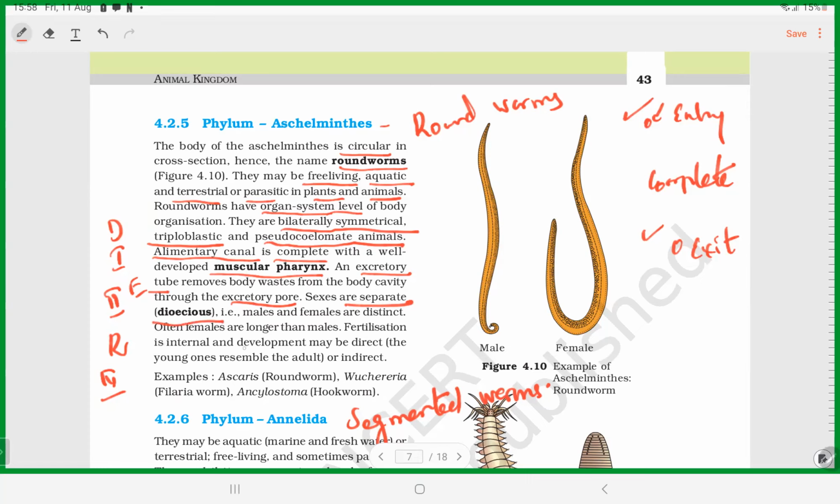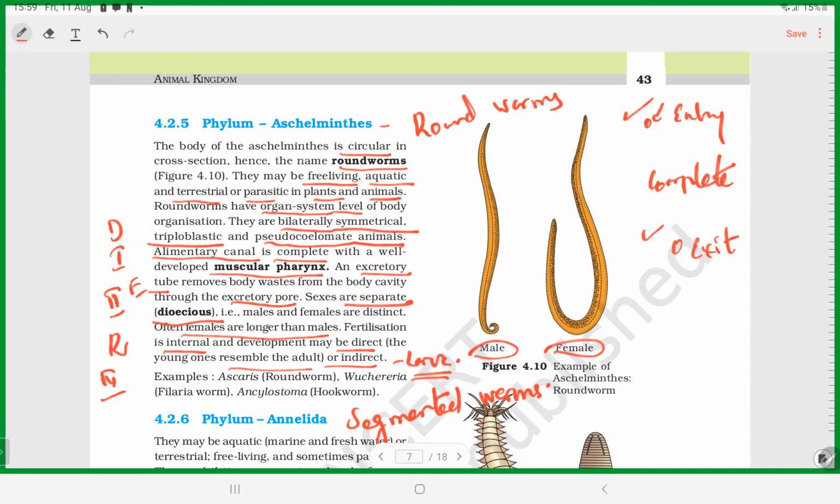And then there are characteristic differences between male and female. You can see the size is the first important character, and apart from that you can see other important body features. Main character is the size, and fertilization is internal, and development may be direct, which does not involve larvae, or indirect, which involves the presence of a larva.